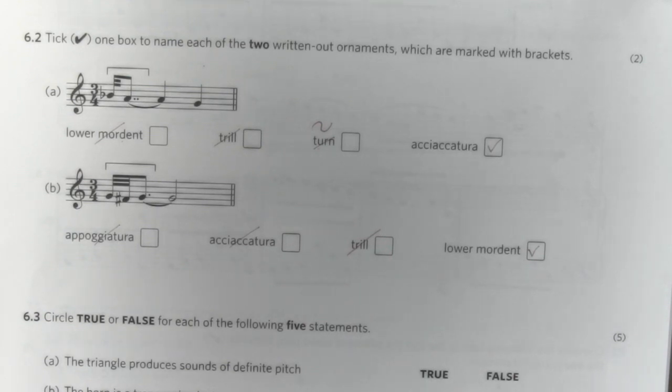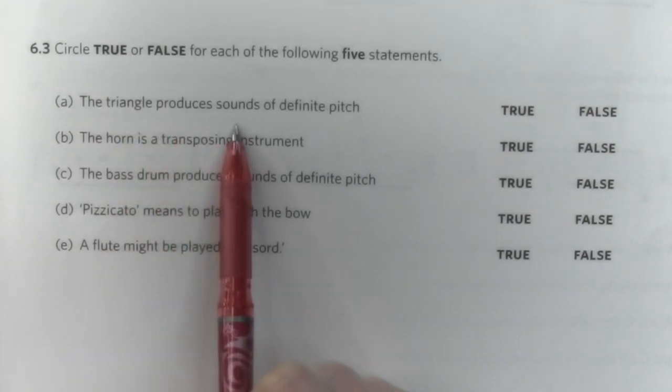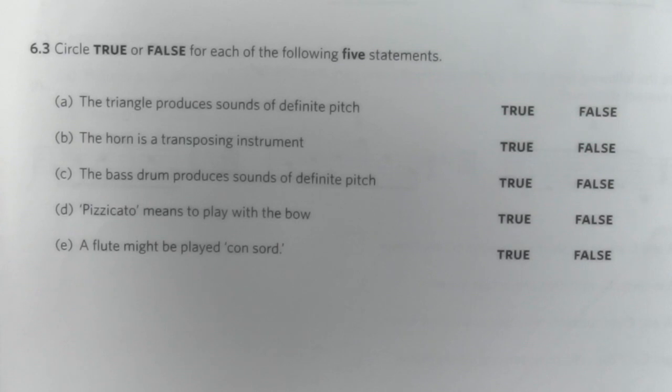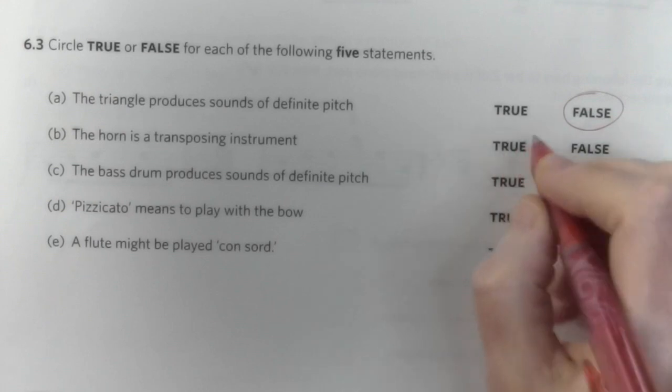Let's move on to the third one, true or false. Which one of these statements is true and which one is false? The triangle produces sounds of definite pitch. I'm afraid this is incorrect because the triangle is of indefinite pitch. A horn is a transposing instrument. Yes. In fact, in the transposition chapter in your Discovery Music Theory grade 5 book, you have one exercise that asks you to transpose from a horn, clarinet, a cor anglais. These are the instruments that transpose. And horn transposes a fifth, a perfect fifth.